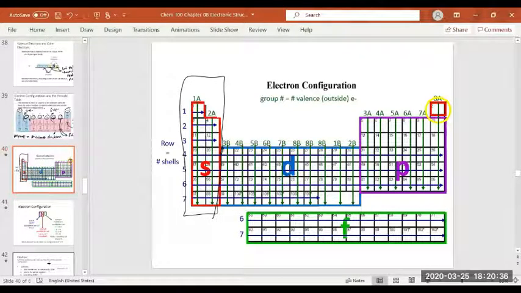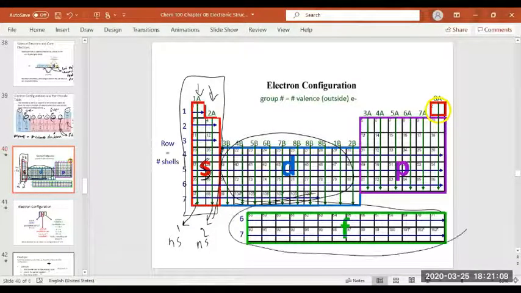For example, these two groups here, 1A and 2A, we call the S block, because the last electron will be filled here in S. So the first group will be ns1, and the second ns2, the last electron. I'm talking about the last electron. Here we call it the D block. The D block is the elements whose last electron is filled in the D orbital.